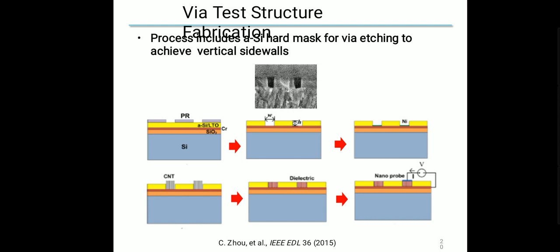Then the walls are etched, and finally nickel stays at the corner of the walls, and CNT is grown and stable, and finally a nanoprobe is placed on the side of the wall which is connected with the voltmeter. So this is a test structure fabrication.